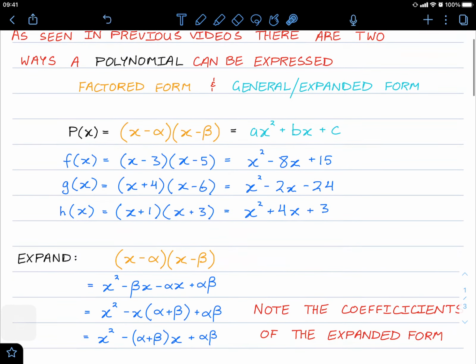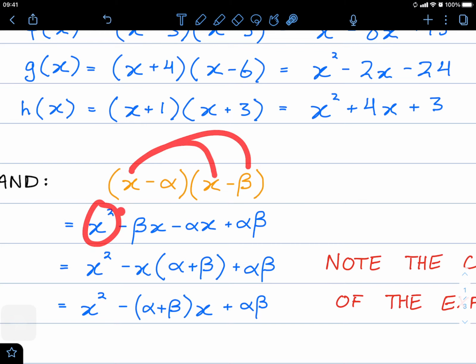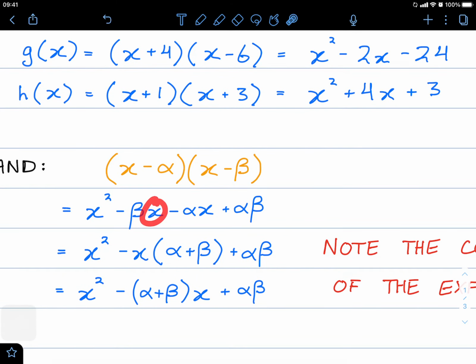If we were to expand this without any values, leaving the roots as alpha and beta, we would get the following. Take a look and watch very closely on the coefficients of the end result. x times x, x times negative beta, and then negative alpha times x, negative alpha times negative beta. From this, we can factor out x like this, and then just rearrange this so that it is a number in front of x. So it's like we're treating this as if it were a coefficient.